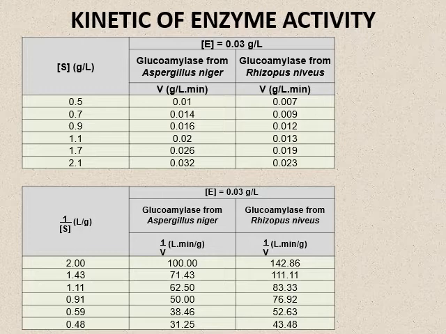And then the V, the reaction rate of different enzymes. For example, two types of enzyme here, which are glucoamylase from Aspergillus niger and glucoamylase from Rhizopus nevus. So the V, or the reaction rate, is given as this one.